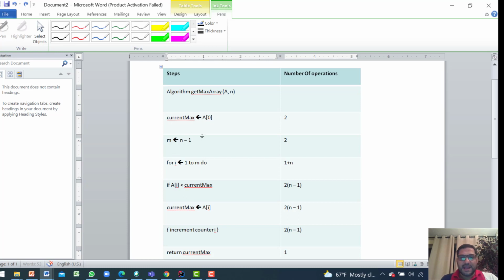Okay. And what about this one? Here I have also two things. One is the subtraction n minus 1, and another one is the assigning, which is 2.